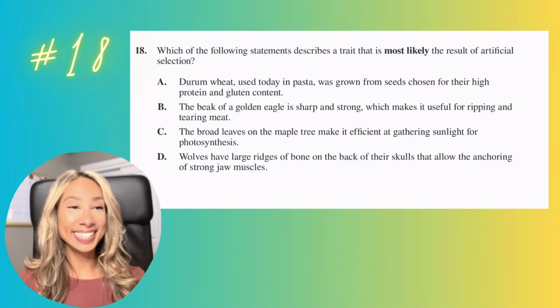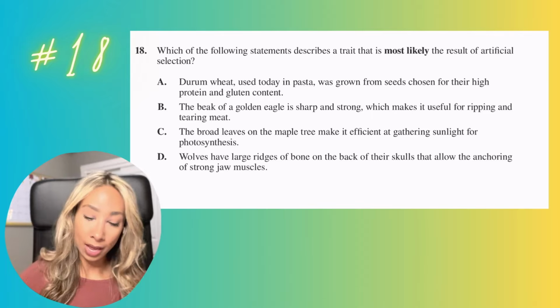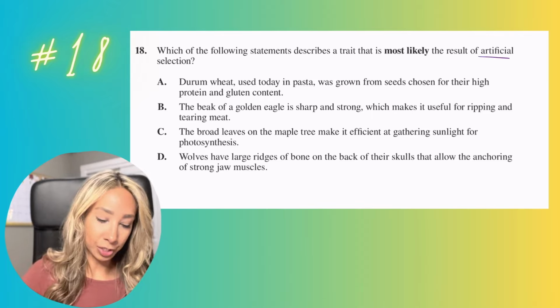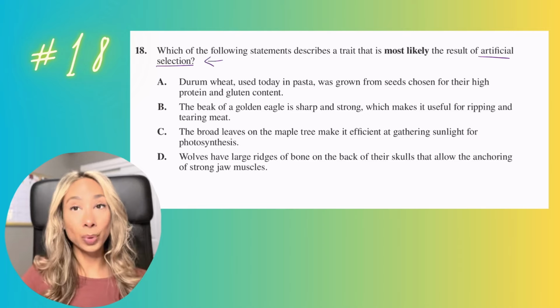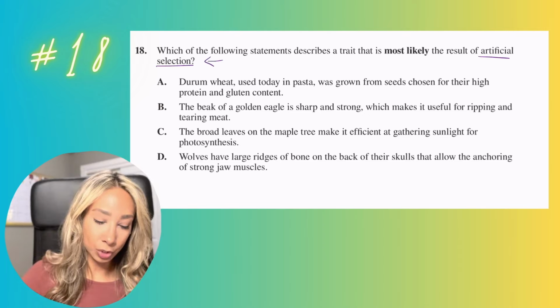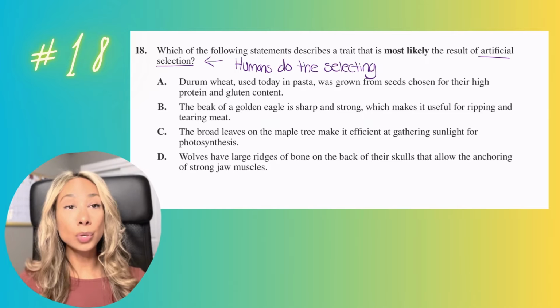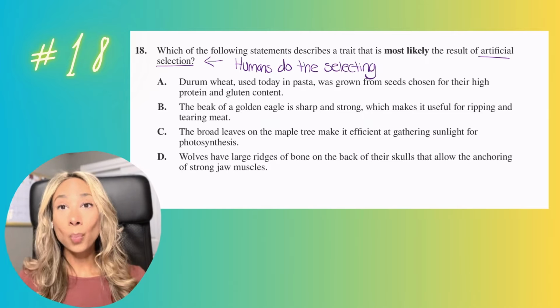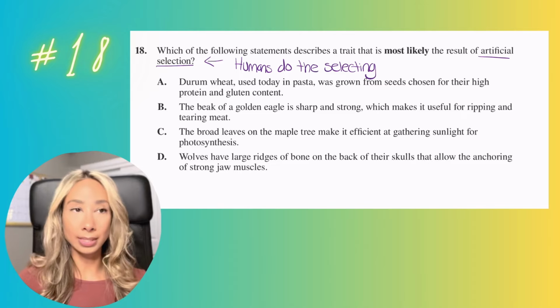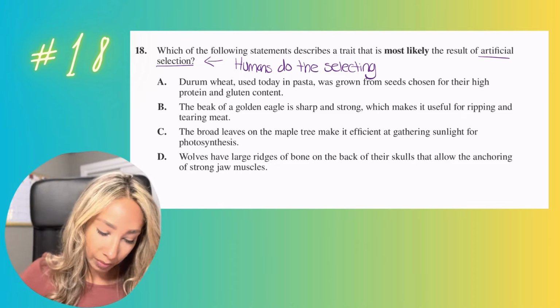All right, number 18 here. Which of the following statements describe a trait that is most likely a result of artificial selection? So with artificial selection, we're basically saying humans do the selecting. So we need to decide with these options which ones are going to be ones where we as humans are doing the selecting.